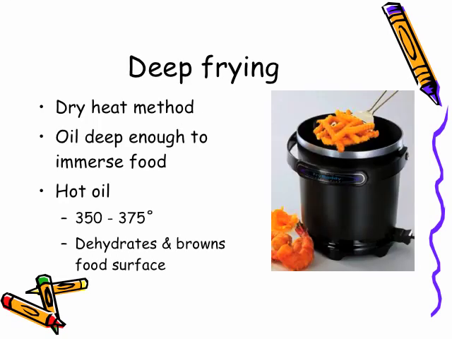Deep frying is another dry heat method of cooking. Here you use oil that's deep enough to completely cover the food. The oil is usually at a temperature of at least 350 to 375 degrees. And again, the heat of that oil dehydrates the surface and browns it effectively. And that's how you can drop in a white, uncooked potato and come out with a beautiful golden French fry.